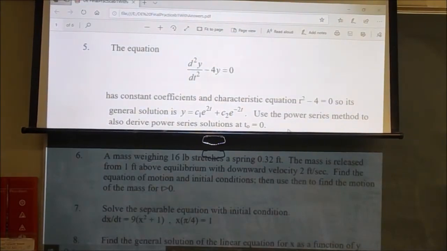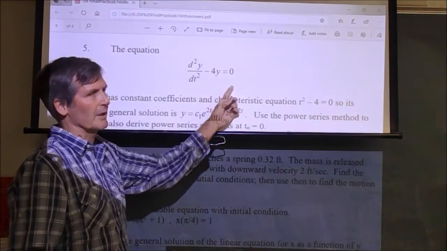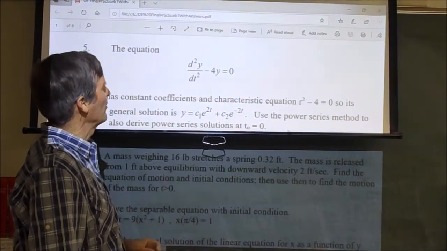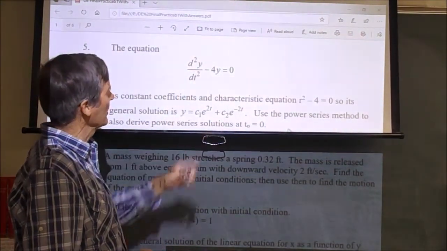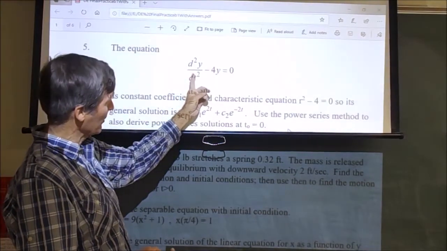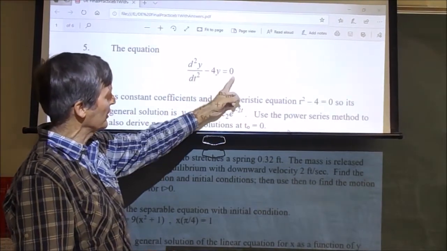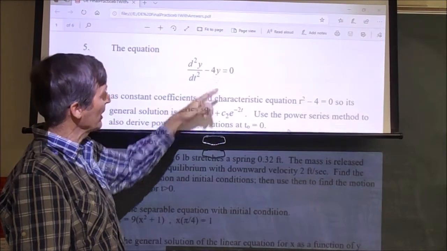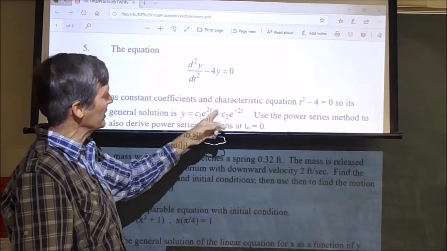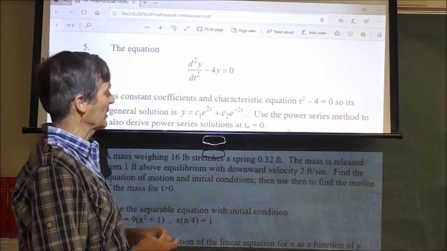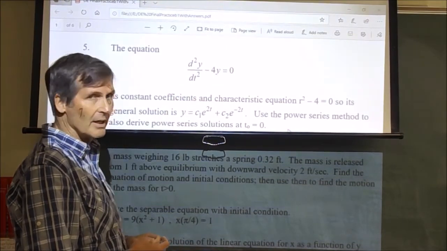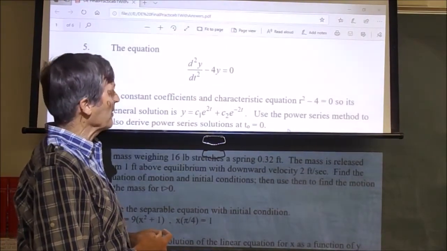About a power series problem. Suppose I want to solve this differential equation, which you already know how to solve by the method of characteristic equation, right? You can write the characteristic equation r squared minus 4 equals 0, with solutions plus or minus 2. So c1 e to the 2t plus c2 e to the minus 2t is the general solution of this homogeneous equation with constant coefficients. We can also do it by power series methods.